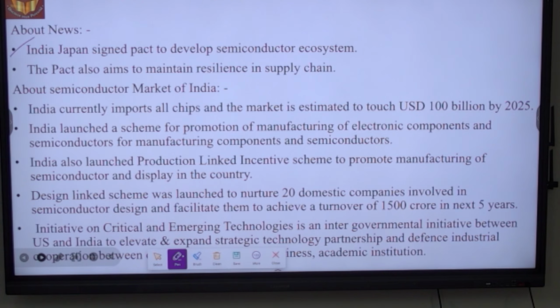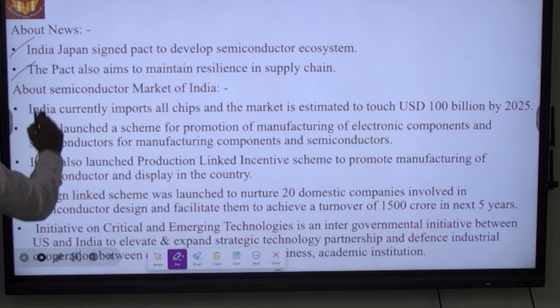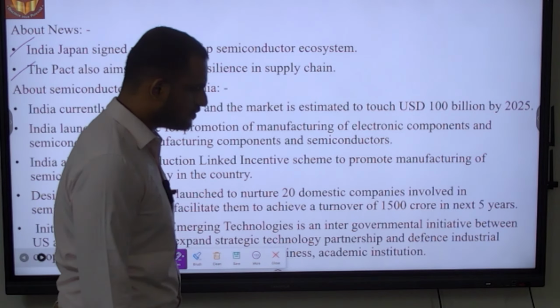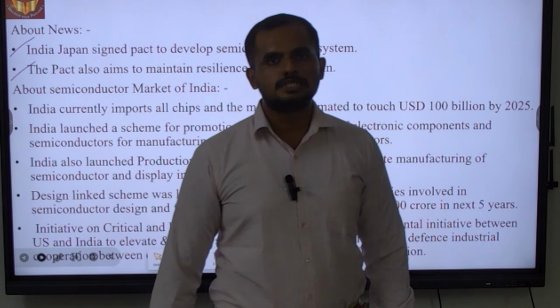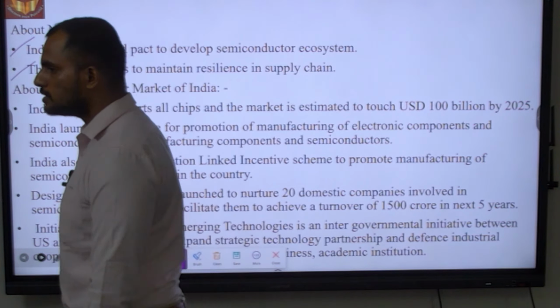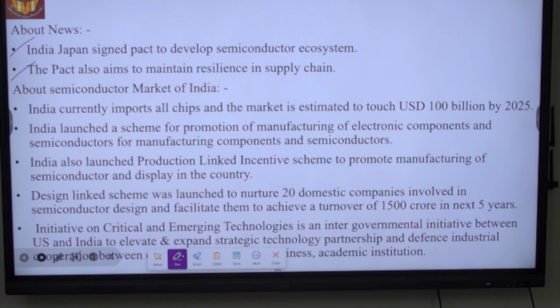India and Japan signed a pact to develop the semiconductor ecosystem. The pact also aims to maintain resilience in the supply chain of the semiconductor ecosystem, which has been disturbed because of COVID as well as the monopoly of the Chinese system. So in order to overcome this, India and Japan have made a pact to develop the semiconductor manufacturing ecosystem in the country, which diversifies or subverts the monopolization by China, so that the supply chain will be made resilient. So what is the semiconductor market of India?